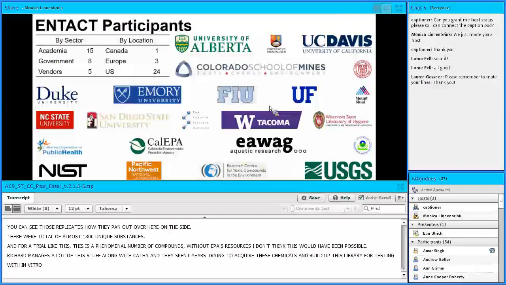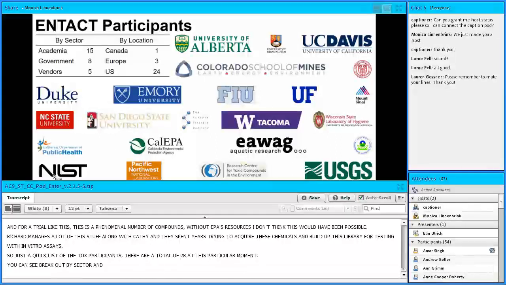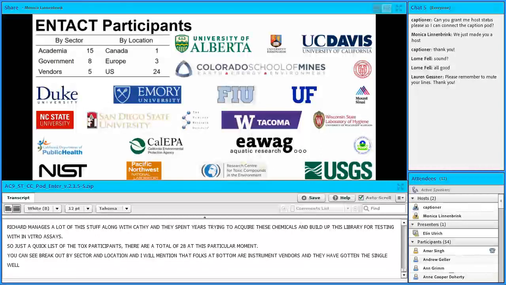So just a quick list of the ENTACT participants. There are a total of 28 at this particular moment. You can see the breakout by sector and by location, and I will mention that the folks down here at the bottom are all instrument vendors, and they have gotten the single well plates for the entire ToxCast list. I get confused between ToxCast and DSSTox, so I still have to pause on that. So they've gotten that almost 5,000 single chemical list.